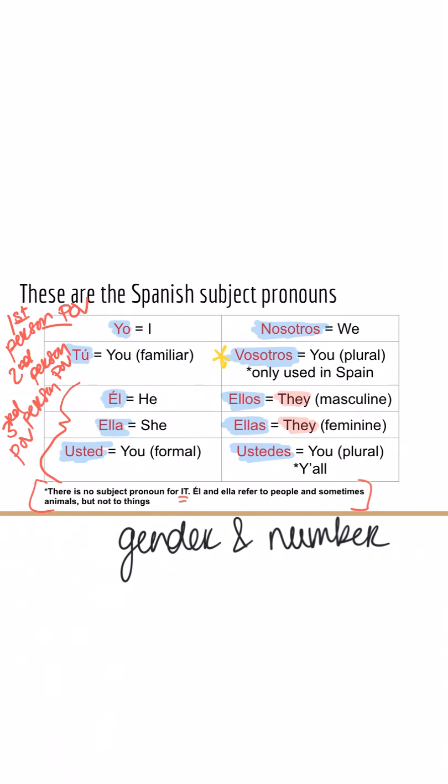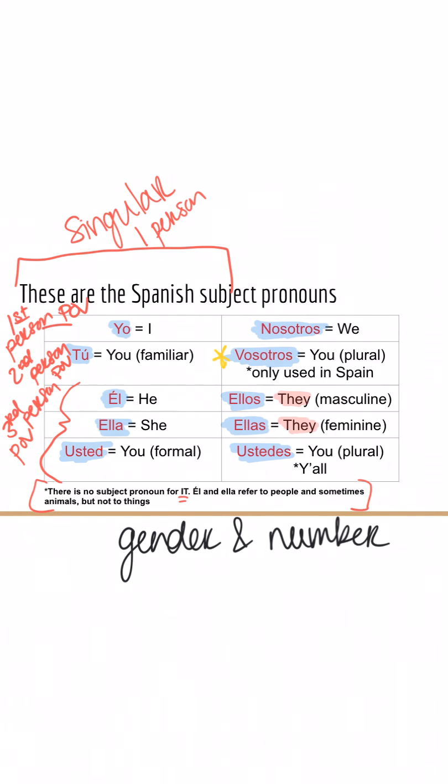Okay. Now, here's something equally as important. If you notice, in this column, I, you, he, she, or you formal, every single thing in this column is singular, meaning one person, right? So we're only talking about one person on our left side of our chart. And the reason this is important is because once you learn this chart, we're going to use it all the way through to the highest level of Spanish.